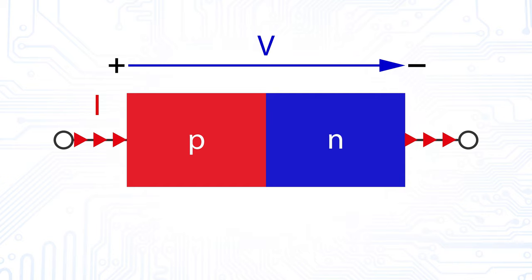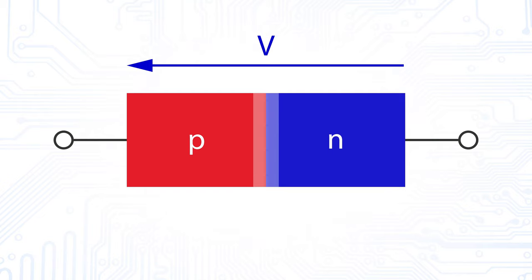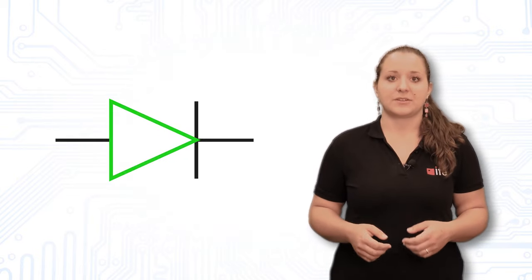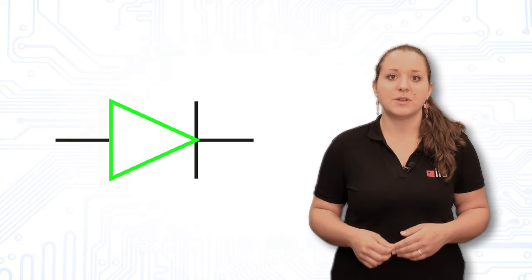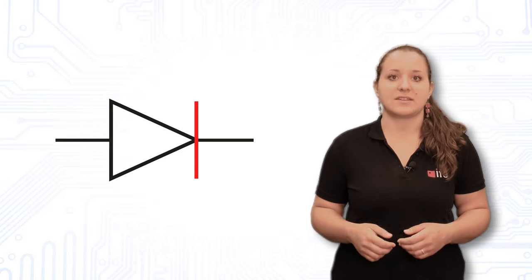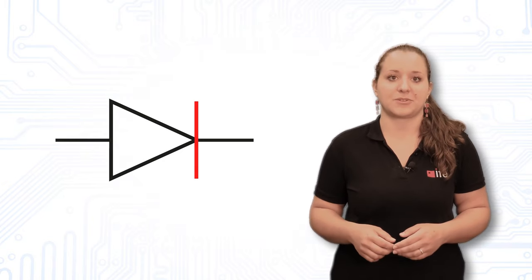If the applied voltage is reversed, in other words, if a negative voltage is applied between the P and the N area, the depletion region between the two areas widens. Thus, charge carriers cannot pass and there is no current flow. This basic function of the silicon diode is also indicated in its circuit symbol. It consists of a triangle with a tip pointing in the direction in which current can flow and a vertical line indicating the direction in which the diode blocks.